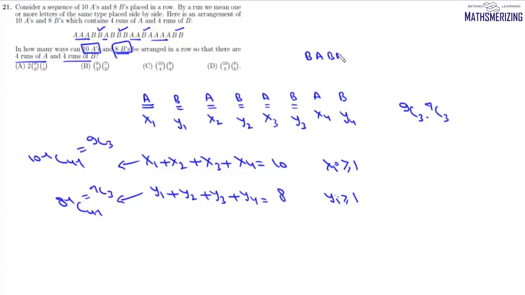Now it will be the second case when the run starts with B. It continues as BA, BA, BA and BA. So again, we'll have the same case. So we just have to multiply this value by 2. So the total number of ways in which we can arrange them in a row so that there are 4 runs of A and 4 runs of B is 2 into 9C3 into 7C3, and that's your option A.